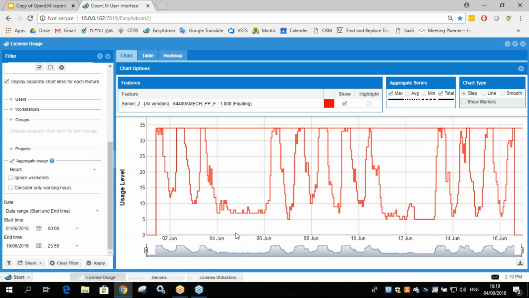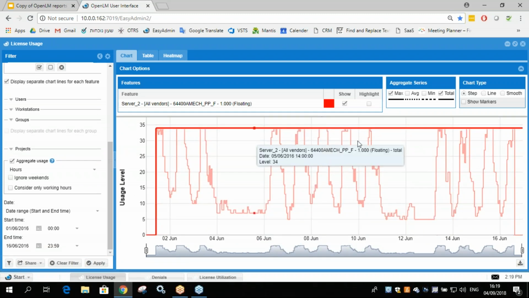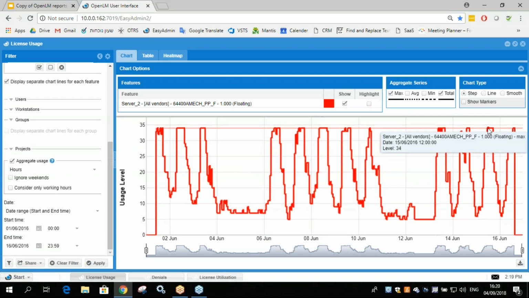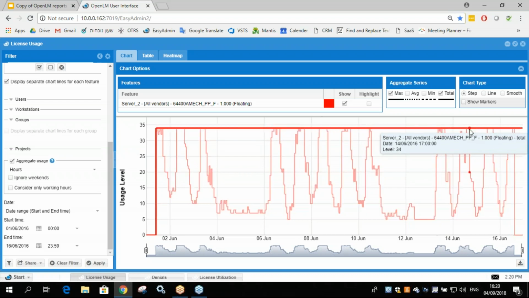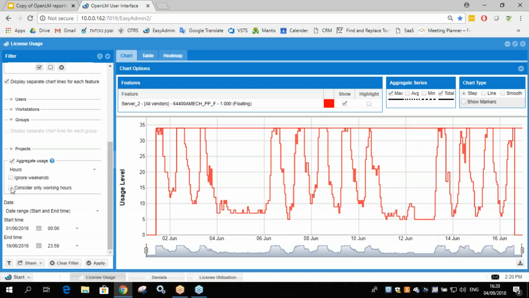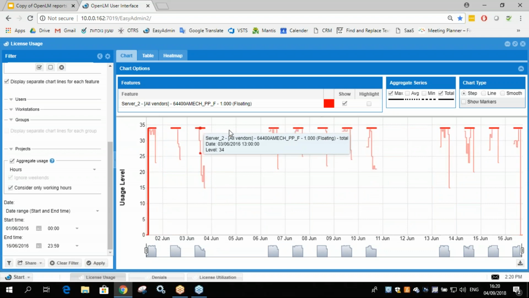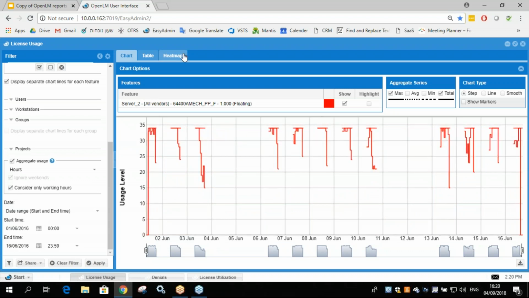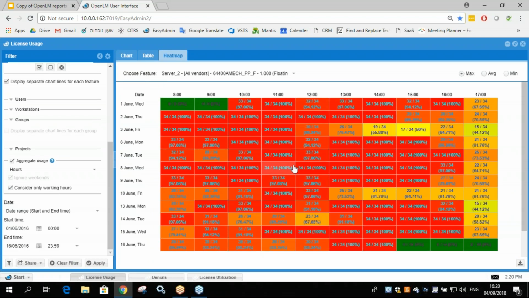Okay, so how does it look? First of all, it's much different. You can see that for a few hours here, it was maxed out. For a few hours here and here and here, during the working hours, if I click here, you see that it's very, very utilized during the working hours. Even if we take a look at the heat map, you can see that it's very utilized.